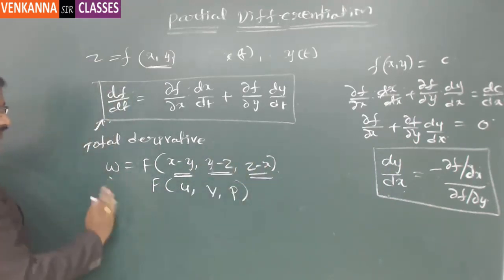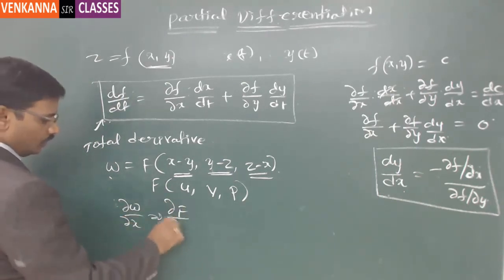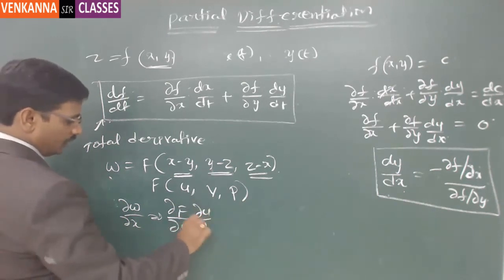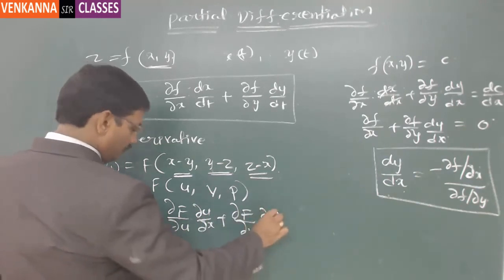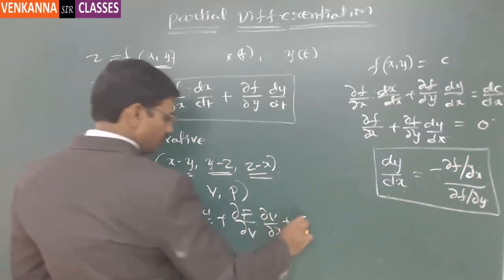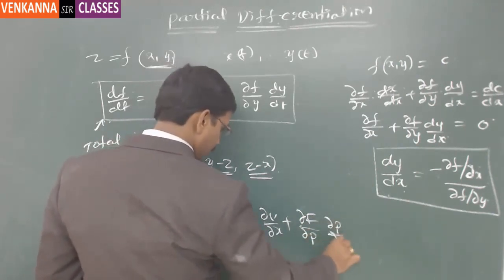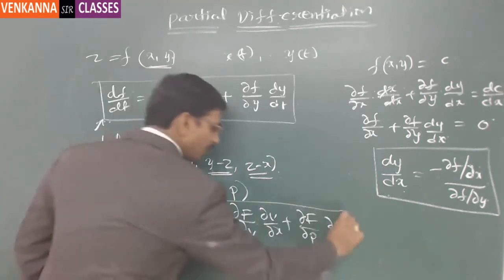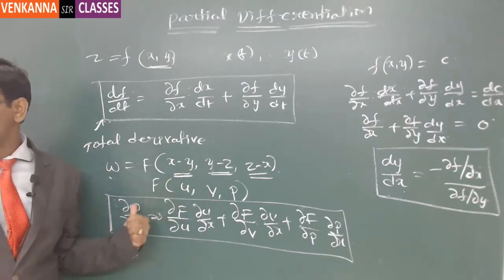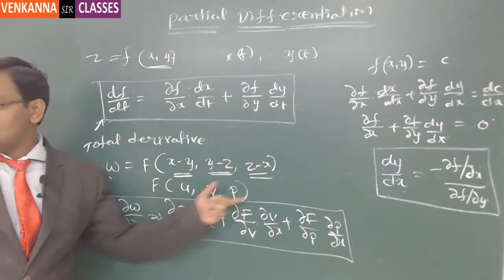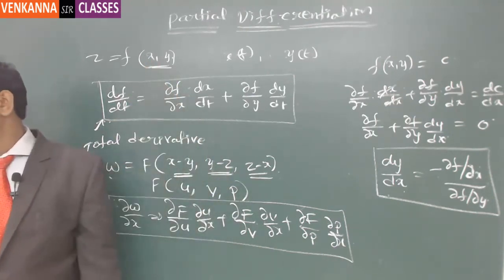Now in this case, if you want to identify the derivative with respect to any variable, it is dou f by dou u into dou u by dou x plus dou f by dou v into dou v by dou x plus dou f by dou p into dou p by dou x. So this is how you will be doing the partial derivative itself when there are multiple functions involved. Got it? So this is not a total derivative. This is a partial derivative when there are multiple functions involved here. It's not a simple function like this. Got it?